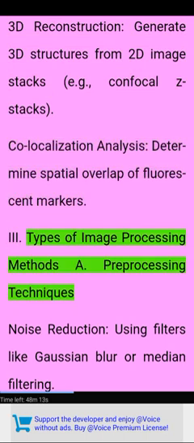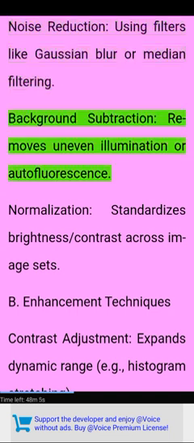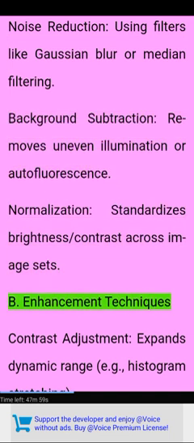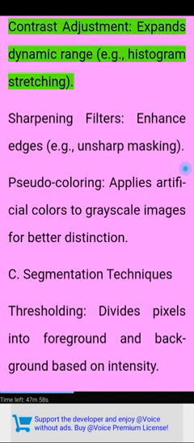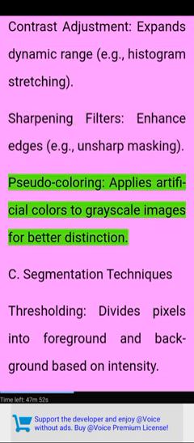3. Types of image processing methods. A. Preprocessing techniques. Noise reduction, using filters like Gaussian blur or median filtering. Background subtraction, removes uneven illumination or autofluorescence. Normalization, standardizes brightness and contrast across image sets. B. Enhancement techniques. Contrast adjustment expands dynamic range, e.g., histogram stretching. Sharpening filters enhance edges, e.g., unsharp masking. Pseudo-coloring applies artificial colors to grayscale images for better distinction.